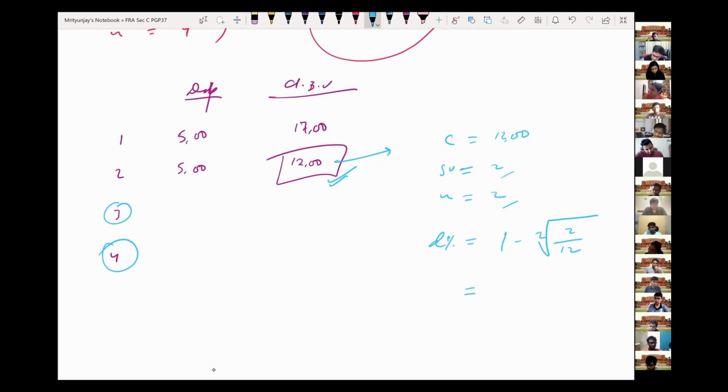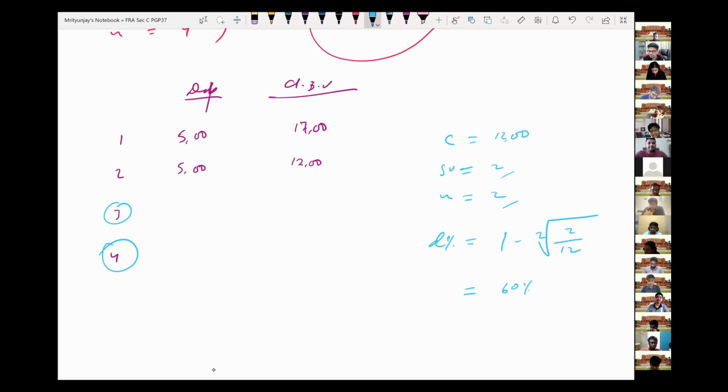Somebody just tell me what this percentage comes out to be. 0.59. Let's round it off to 60%. Here I am rounding off, but in the exam I will not allow you to round off. But it's okay, I can afford to, because my objective is to explain the concept.